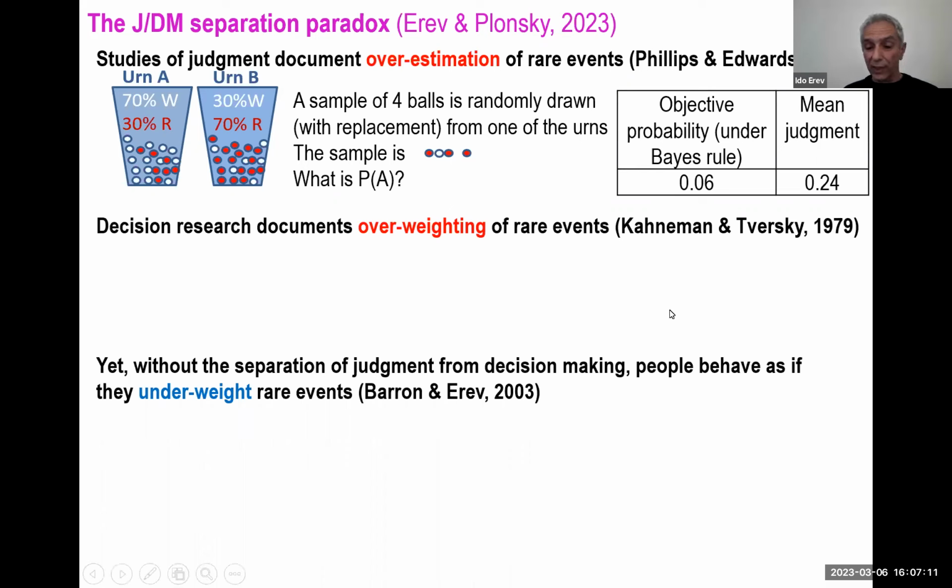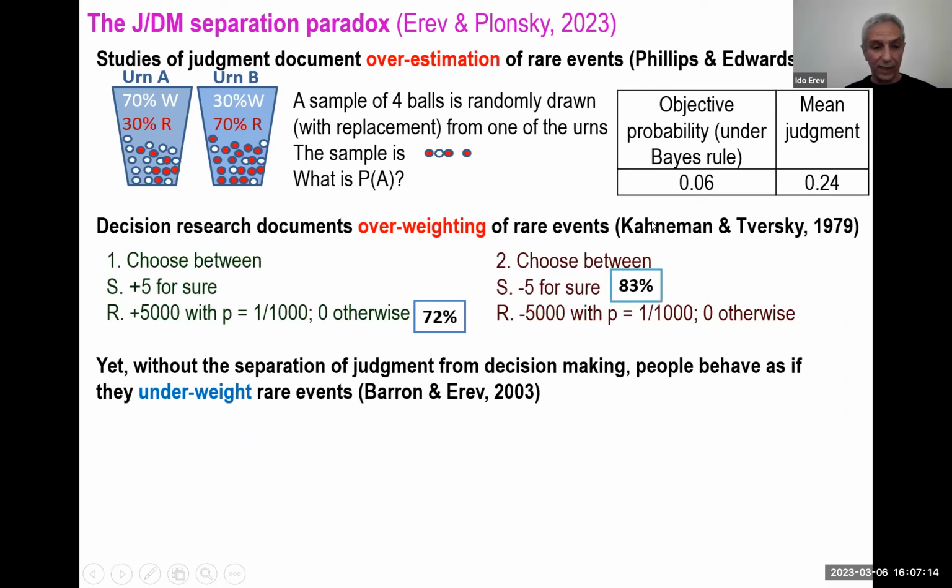The clearest evidence for overweighting of rare events comes from Kahneman and Tversky's very famous study, from the 1979 Econometrica paper. In one of the studies, they asked people to select between a prospect that will give them 5 for sure and a prospect that will give them 5,000 with probability 1 in 1,000, the same expected value. And most participants, 72%, prefer the lottery. That is as if they like the risk, or as if they overweight the probability of getting the 5,000. In the loss domain, they exhibit the opposite pattern. They don't like the risk, and most of them prefer a loss of 5 for sure over a loss of 5,000 with probability 1 in 1,000.